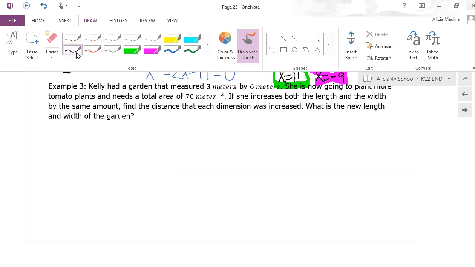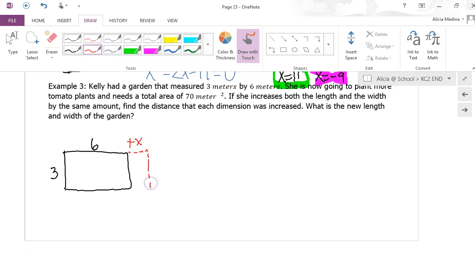Alright, so looking at that next example, start off drawing yourself a picture, right? What do we know already? Well, we see that rectangle there. It's a 3 by 6. So this is a 3 and this is a 6. We want to increase it though to be uniform length all around, right? So we want to add some length. We don't know what that is, so I'm going to say that's an x.